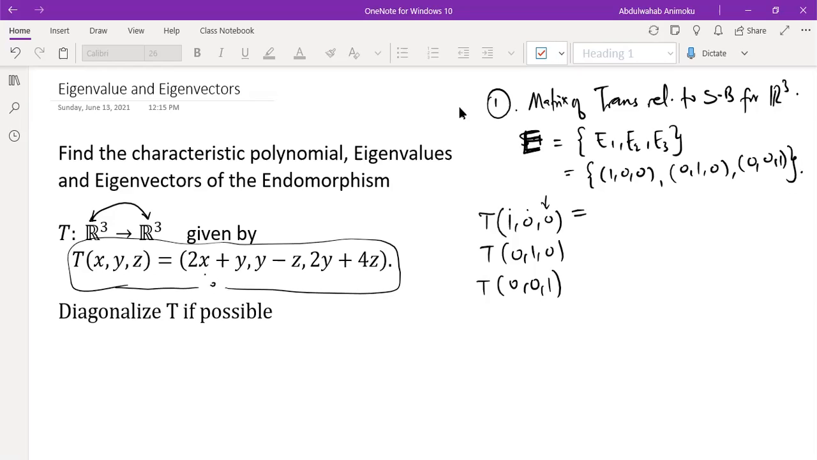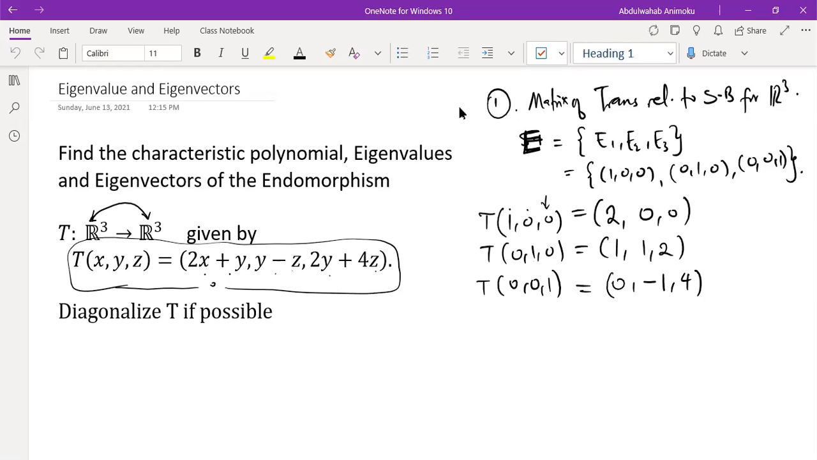2 times 1 plus 0 for the first component, and 0 minus 0 for the second component, then 2 times 0 plus 4 times 0 for the third component. So that will give us basically 2, 0, 0. For the second one, we do the same thing, where y is 1 and x and z are 0. That will give us 1, 1, 2. And finally, we look for the last one when z is 1 and x and y are 0. So we have this. Just make sure you go through that to be sure that this is correct.